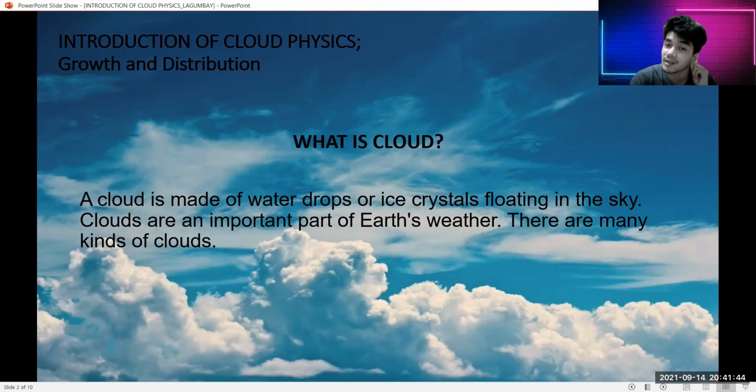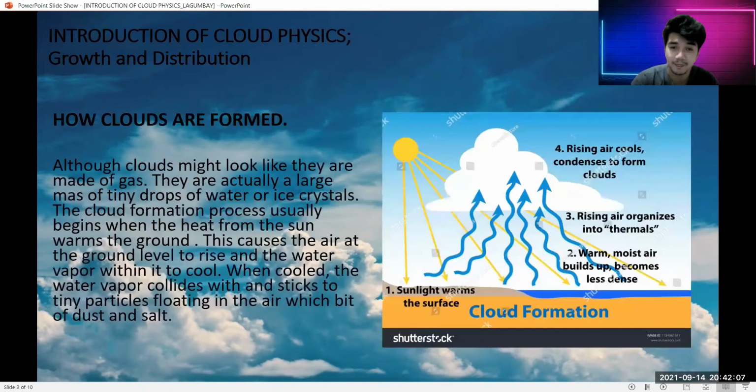No? So importante ang clouds sa Earth's weather kay sila ang naga-protect sa heat, intense heat coming from sun, and sila pod ang naga-provide sang rain, which is need nato sa ato ang water resources sa ato ang pag-farming.